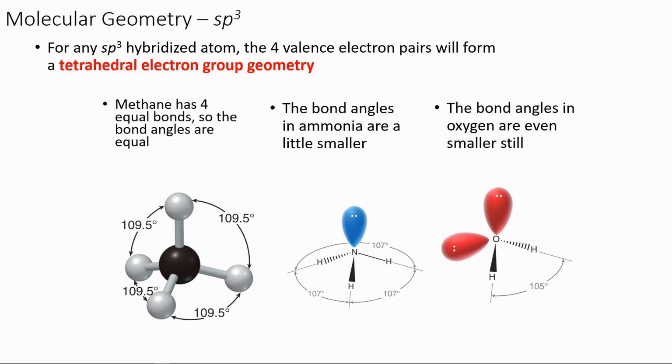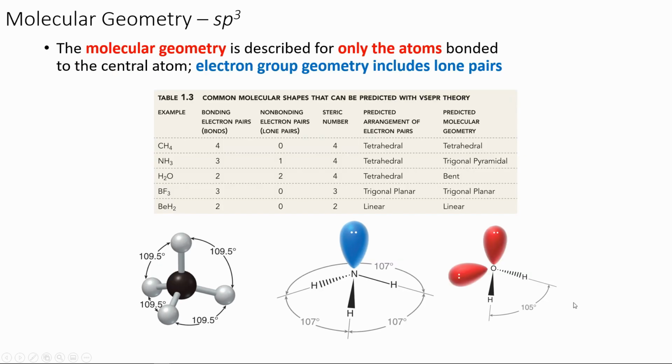And we can see, comparing methane to ammonia to water, we're going to have very close to that 109.5 degree tetrahedral geometry. The bond angle does shrink a little bit as we add in lone pairs, but they're going to have relatively similar geometries.